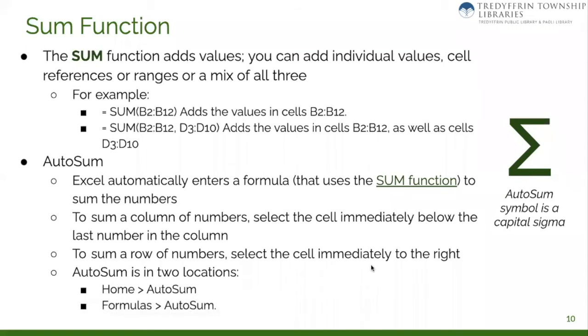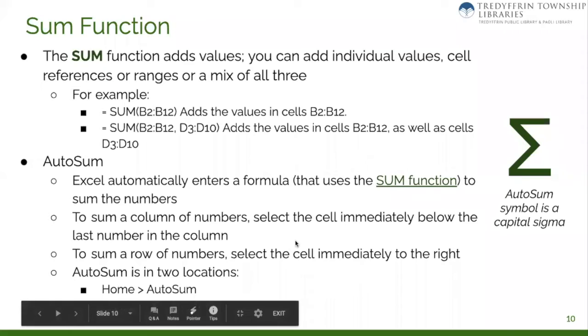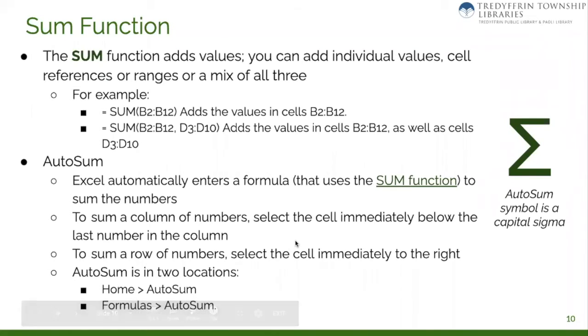When you want to use Autosum, like I said, if you are summing a column of numbers, you select the cell immediately below the last number in the column. You'll click that Autosum button either in your Home or Formulas tab, and then Excel will automatically add all of the numbers within the column. And then again, for a row, you select the cell immediately to the right of the end of a row of numbers, click Autosum, and then it will automatically add everything for you.